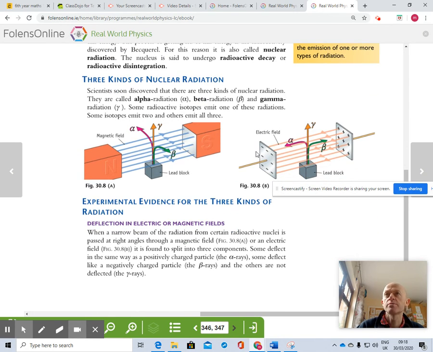It's the decay of the nuclei of atoms with the emission of one or more types of radiation. And there were 3 types of nuclear radiation discovered: alpha, beta, and gamma. So what they would have done was they would have gone and experimented with magnetic and electric fields. So we can see here on the right that an alpha particle must be positive because it's attracted to the negative electric field. A beta particle must be negative as it's attracted to the positive plate, and gamma rays shoot straight through in both examples there.